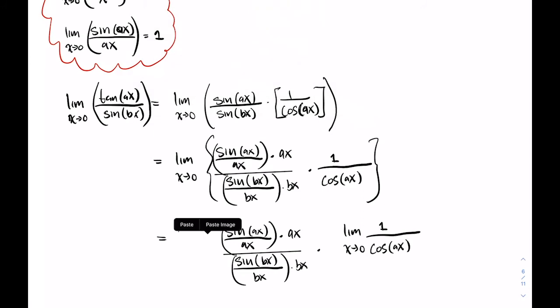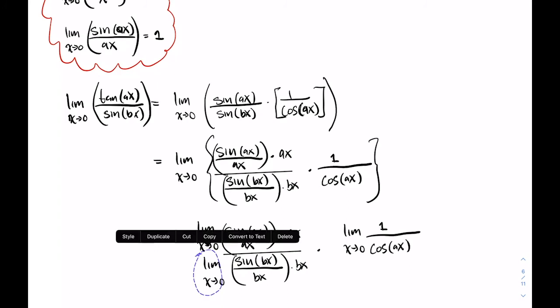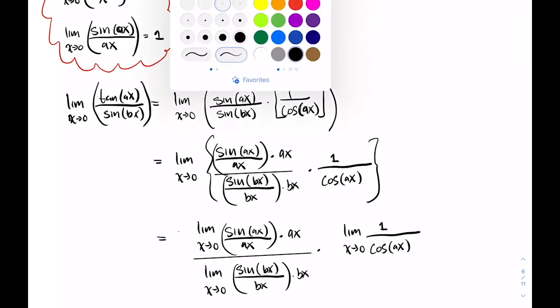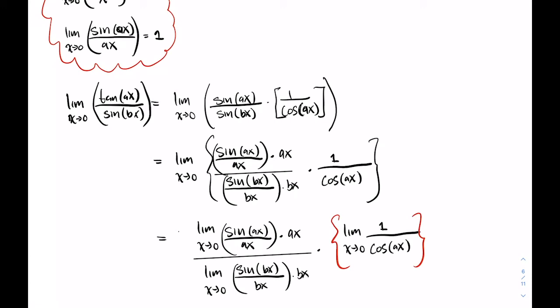So distributing the limit then gives us, let's write these in first. Okay, so what we did there is apply the limit to the numerator, apply the limit to the denominator, and apply the limit as a product.